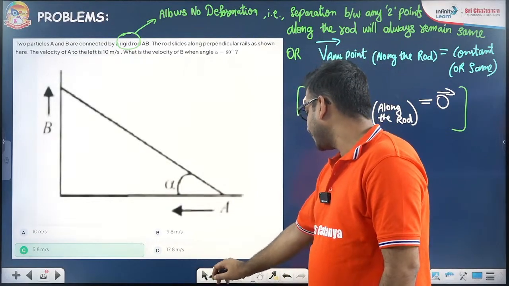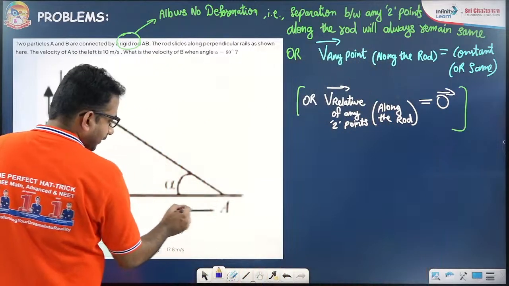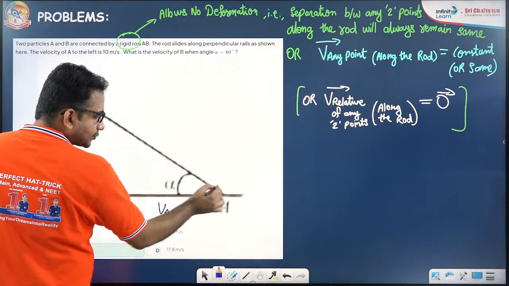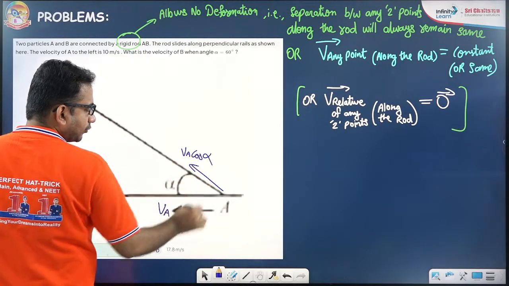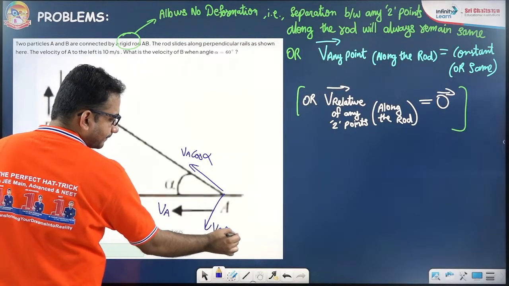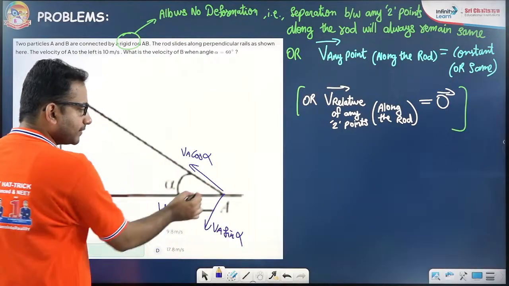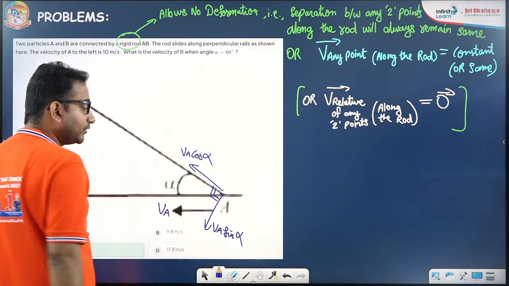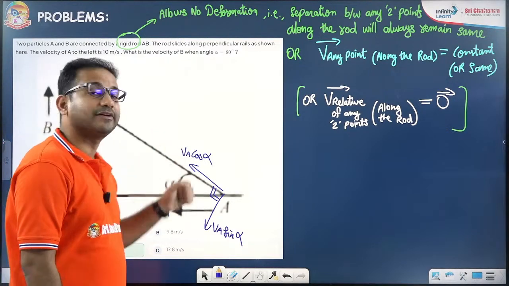So see, this is the velocity of A, they are giving this as VA. So I can resolve it here. That is VA cos alpha along the rod, and this will be VA sin alpha perpendicular to the rod. This is VA cos alpha along the rod, and perpendicular to the rod this is VA sin alpha. Why is this cos? Because the angle is made with this.